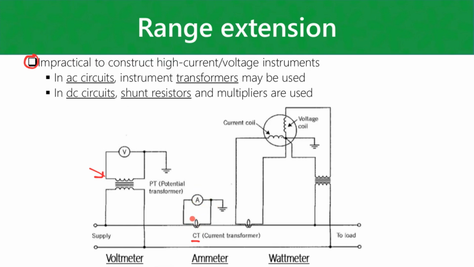So basically, it brings down the voltage for the ammeter, steps up the voltage, and will bring down the current. And then we can also, using this method, a current transformer and a potential transformer, make a wattmeter there with a current coil and its voltage coil. And then in DC circuits, we make use of shunt resistors to make ammeters and multipliers to make voltmeters.